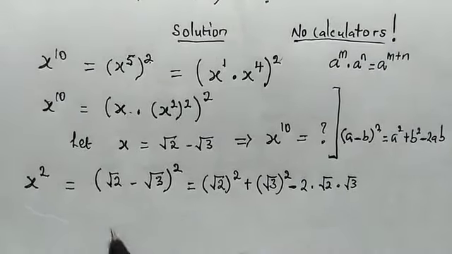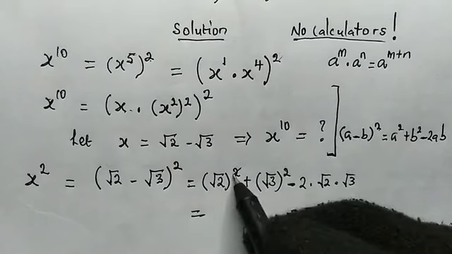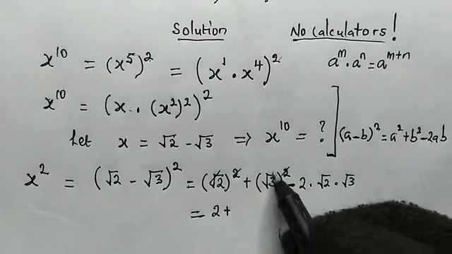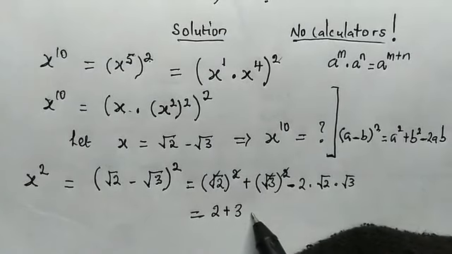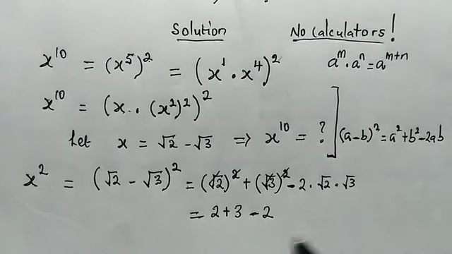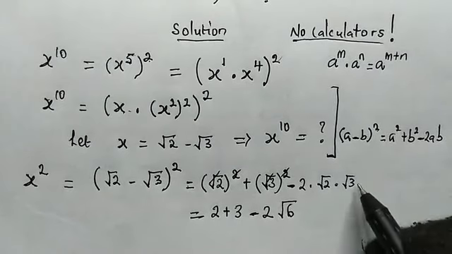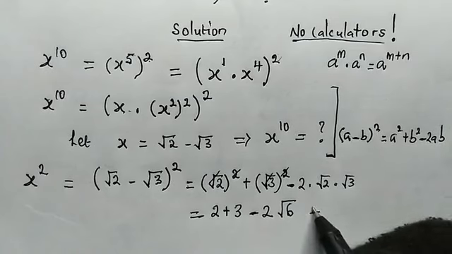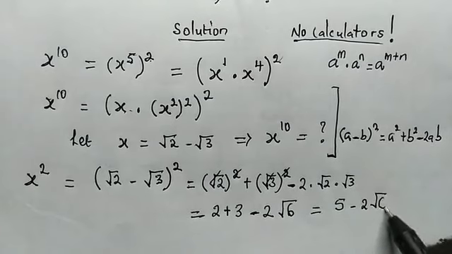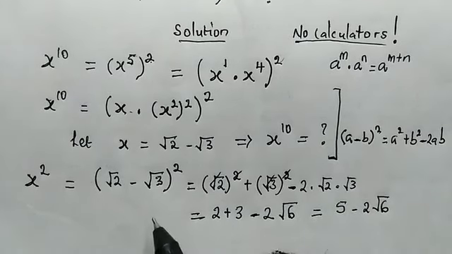Okay? So this will be equal to, we know root 2 squared, the square cancels the root sign, so we have 2, plus, the square cancels the root sign, we have 3, then minus 2. Now we know root 2 times root 3 is the same as root 6, right? Because 2 times 3 is 6. So from here, this simplifies to 5 minus 2 root 6. So this value here is for x to the power of 2.